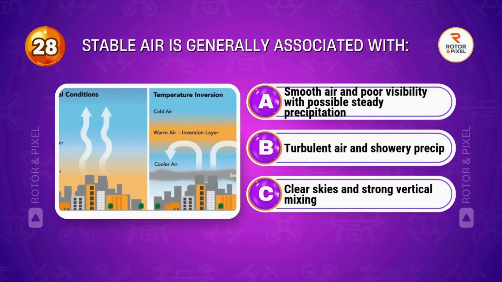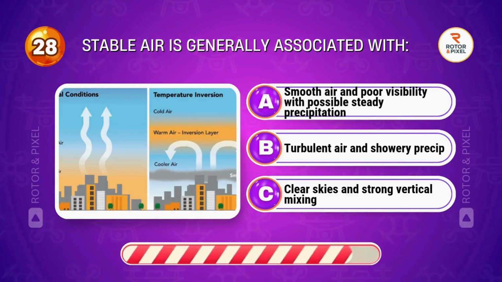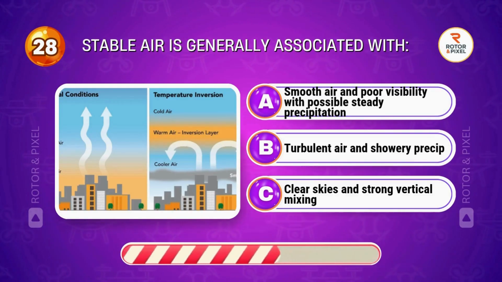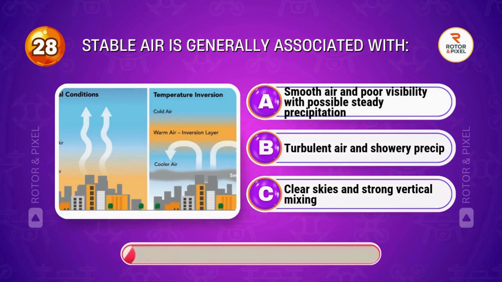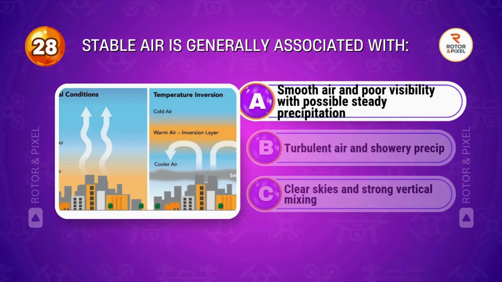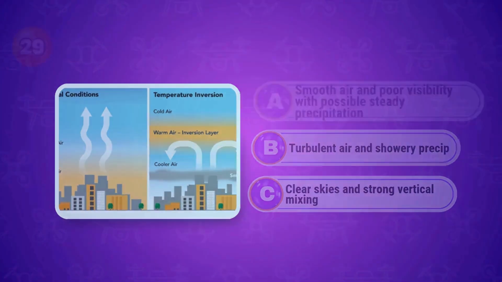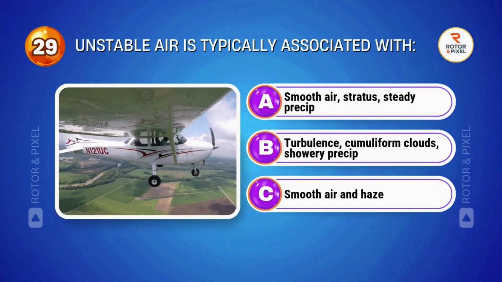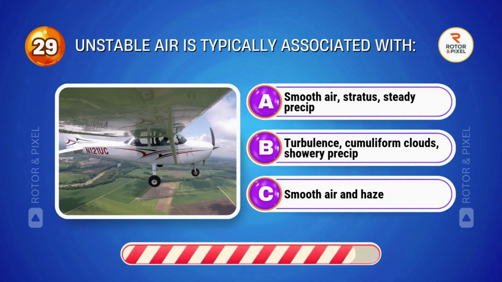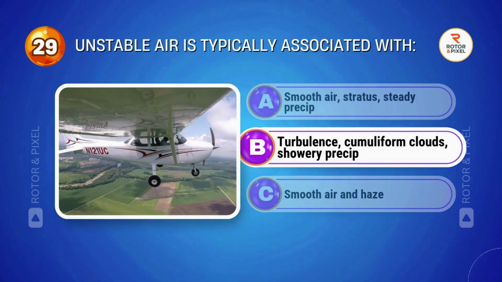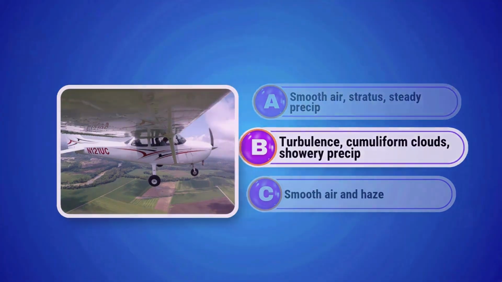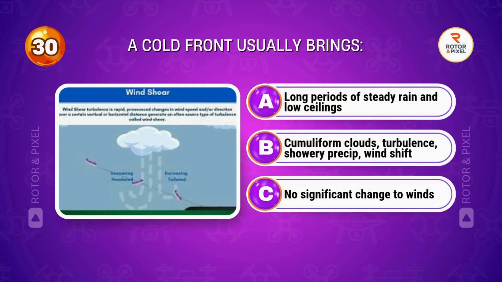Stable air is generally associated with... Answer A, smooth air and poor visibility with possible steady precipitation. Unstable air is typically associated with... Answer B, turbulence, cumuliform clouds, showery precipitation. A cold front usually brings?